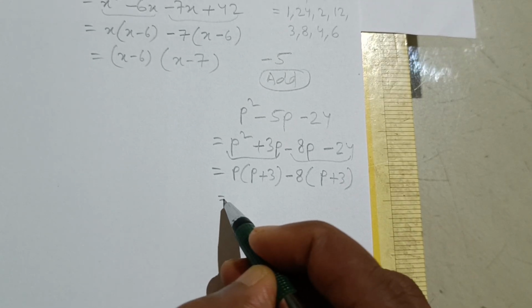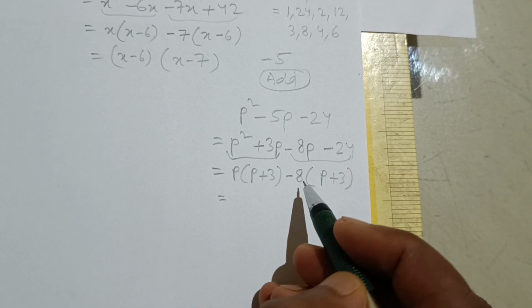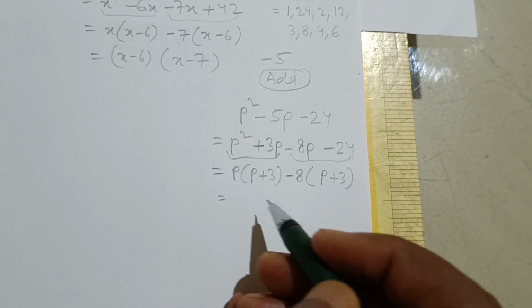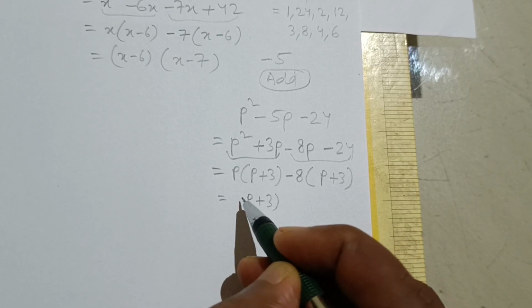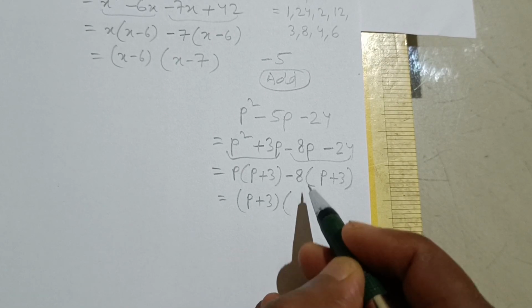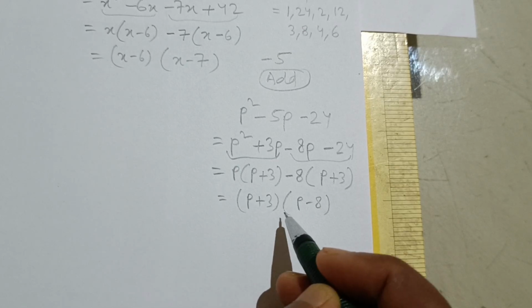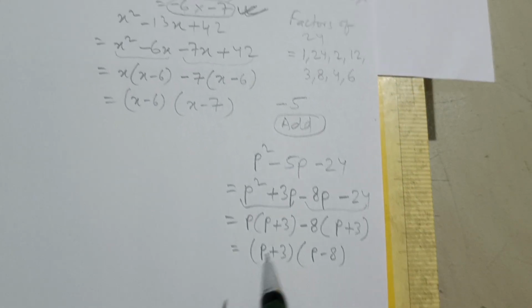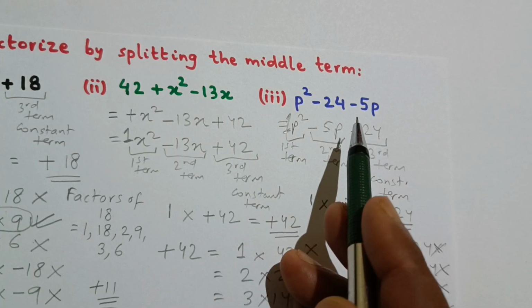And now let us factorize this. So p into p plus 3 minus 8 into p plus 3. So p plus 3 is common. I will take it common outside, and then p minus 8. So p plus 3 into p minus 8. So this is our answer for question number 3.